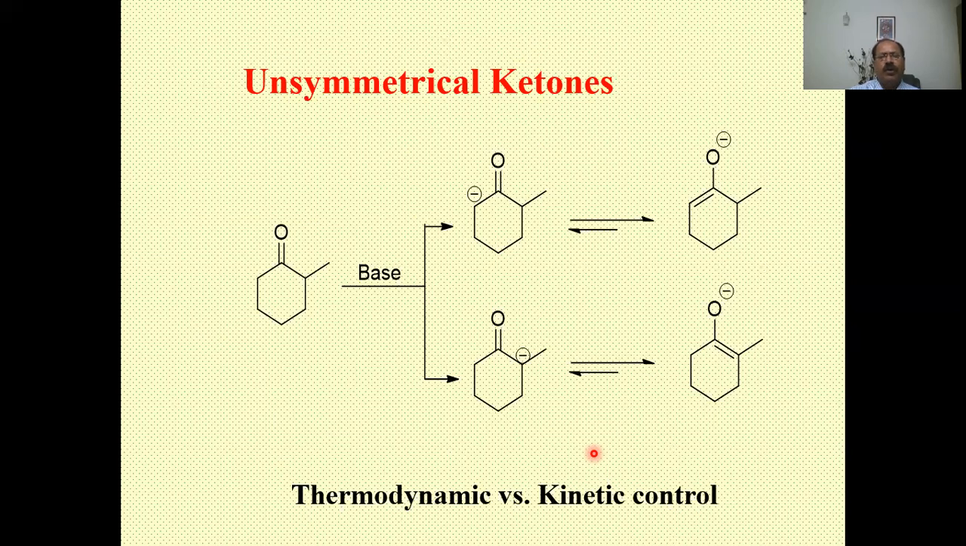Here I have shown a ketone with two ends from where a proton could be lost, and it's an unsymmetrical ketone. So if I treat this with base, I could get two different anions. This anion will be preferred because these hydrogens are more acidic compared to this hydrogen, which has an electron releasing group. So more of this should be formed than this.